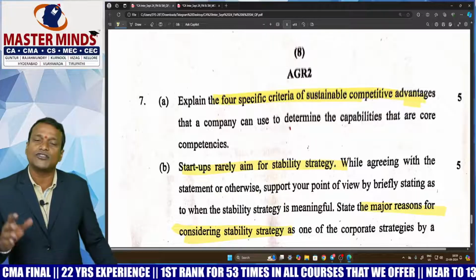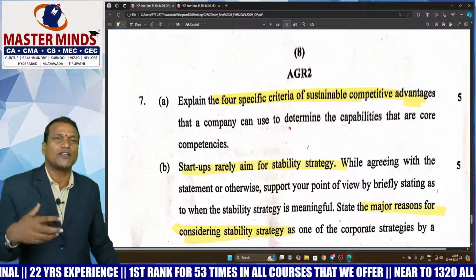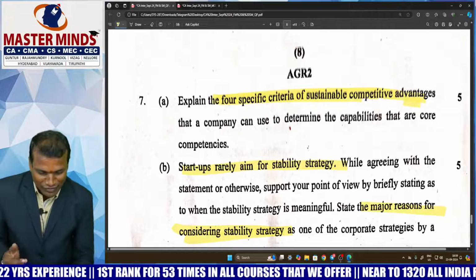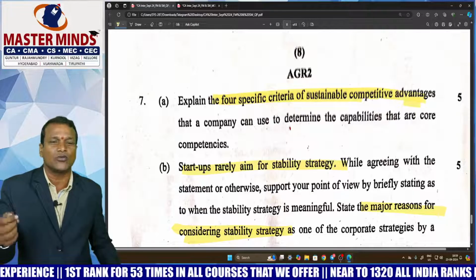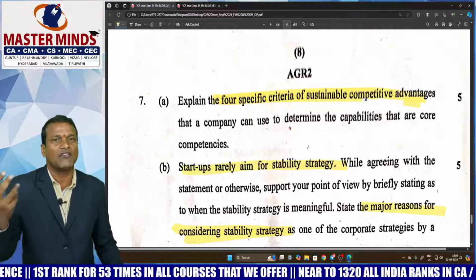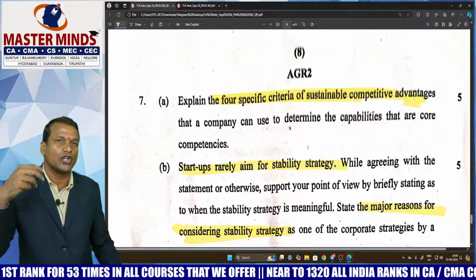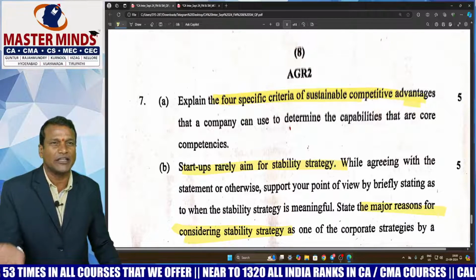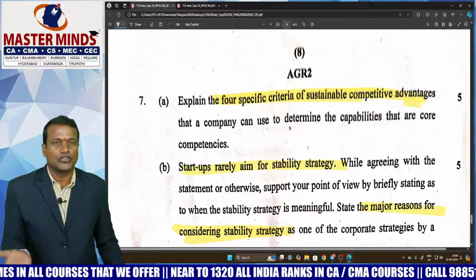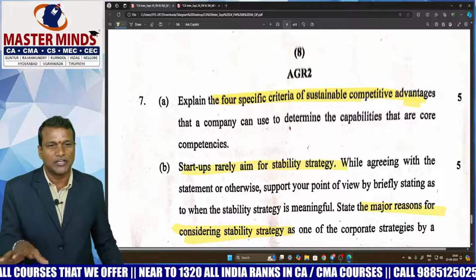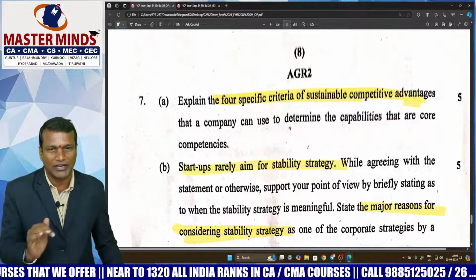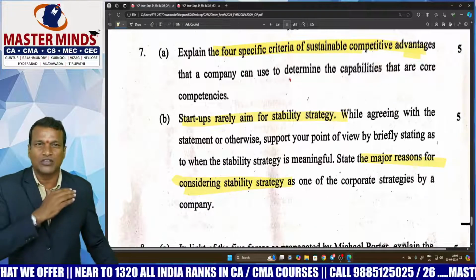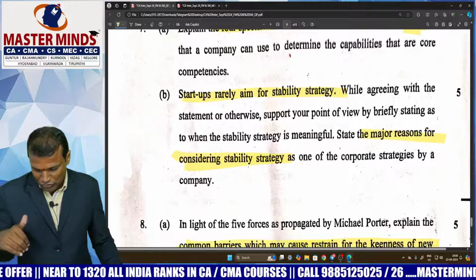Now please move to question number 7a. He's asking one of the trickiest questions from SM syllabus. Explain the 4 specific criteria of sustainable competitive advantage. If any company wants to have competitive advantage over a longer period of time, that's called sustainable competitive advantage. What are the criteria? Means when we are non-substitutable, value, rare, costly to imitate. You have to mention all those 4 subheadings for this little 5-mark question. Straightforward theory question.